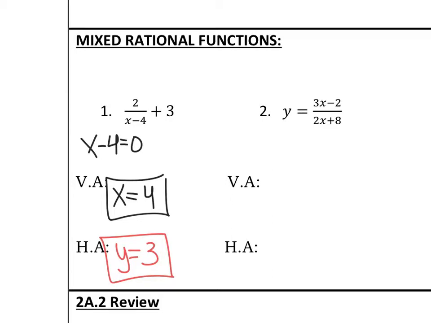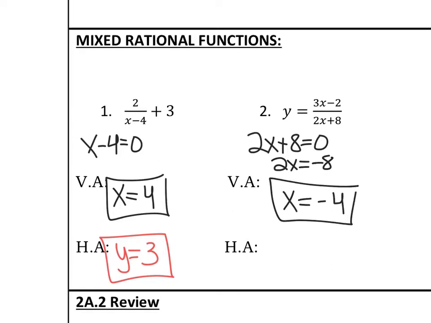Now in the format we learned today, you see the x on top and bottom. This one we're not going to have a number on the outside. So rule number 1 is still set your denominator equal to 0. Subtract 8 from both sides. Divide by 2, we get x equals negative 4. My horizontal asymptote is going to be the division of my coefficients. So y equals 3 divided by 2, which doesn't reduce. So my answer is y equals 3 over 2.